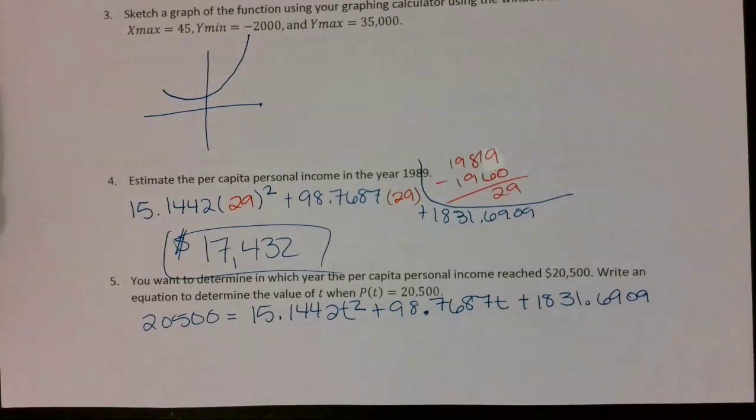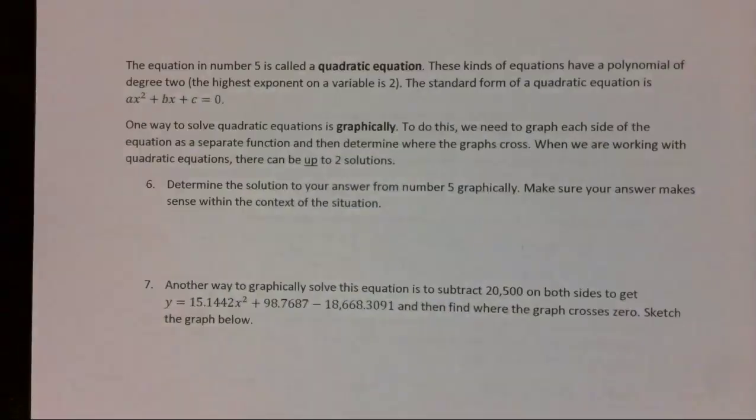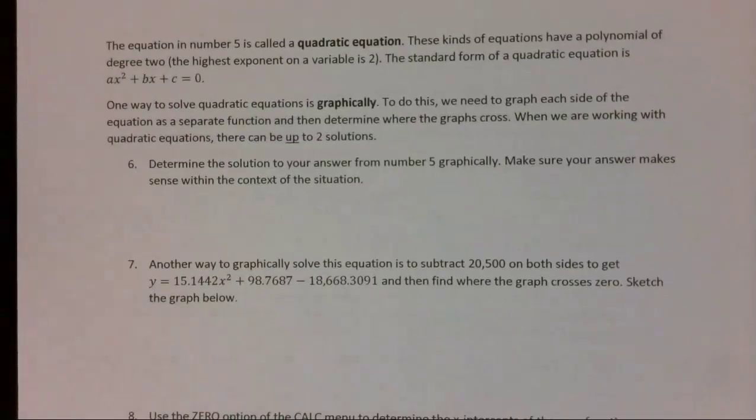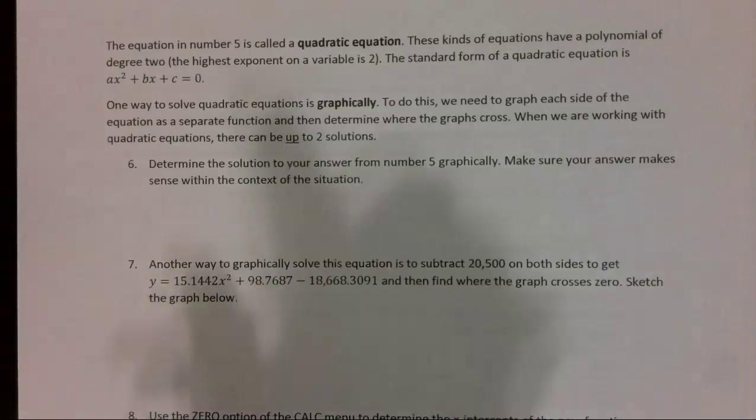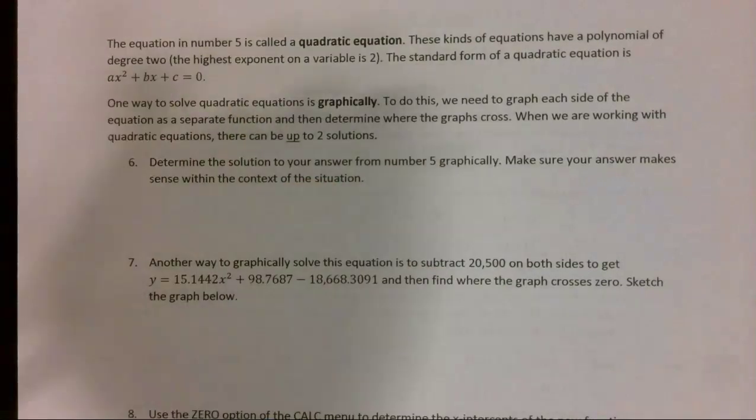So all I have to do for that one is just rewrite the equation with the 20,500 instead of P of t. Moving on, it tells us that kind of equation is called a quadratic equation. Those equations have a polynomial of degree 2, so that means the highest exponent on a variable is 2. And the standard form is ax squared plus bx plus c equals 0. So standard form does not have a number on the other side of the equation other than 0.